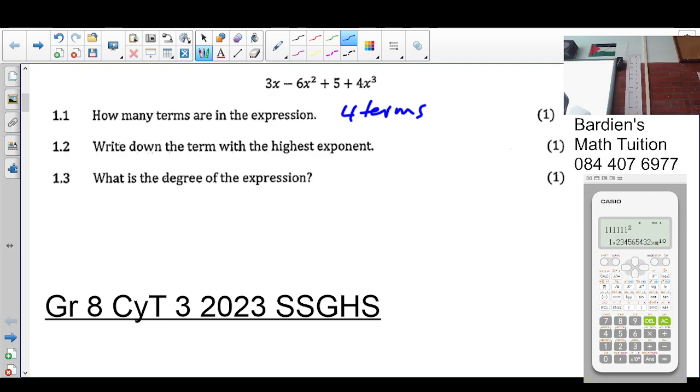Write down the term with the highest exponent. So that has the highest exponent. The exponent is 3. You also have to write down the term, so it's going to be 4x cubed. What is the degree of the expression? The degree is the one that has the highest exponent. The highest exponent is 3, so it's the third degree.